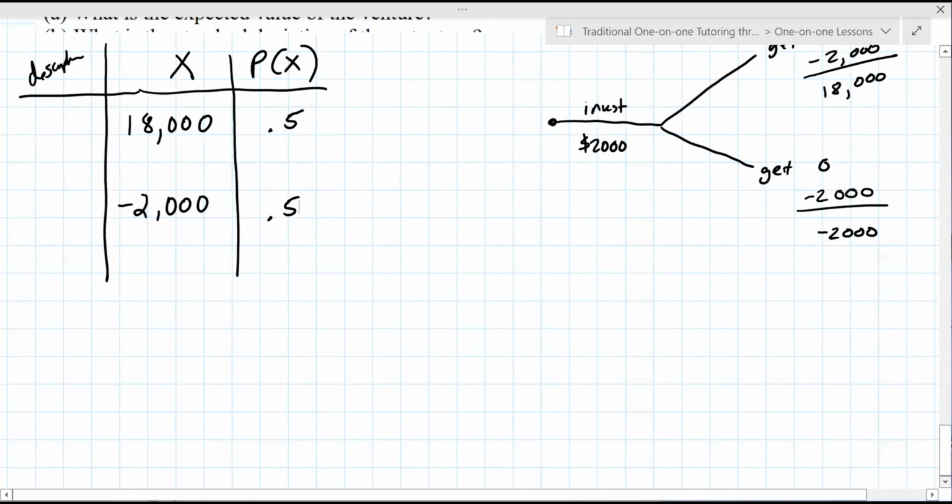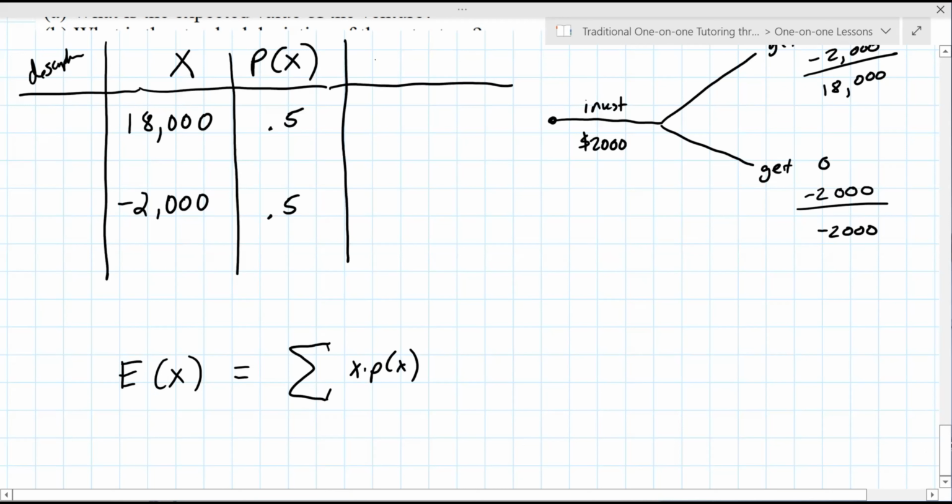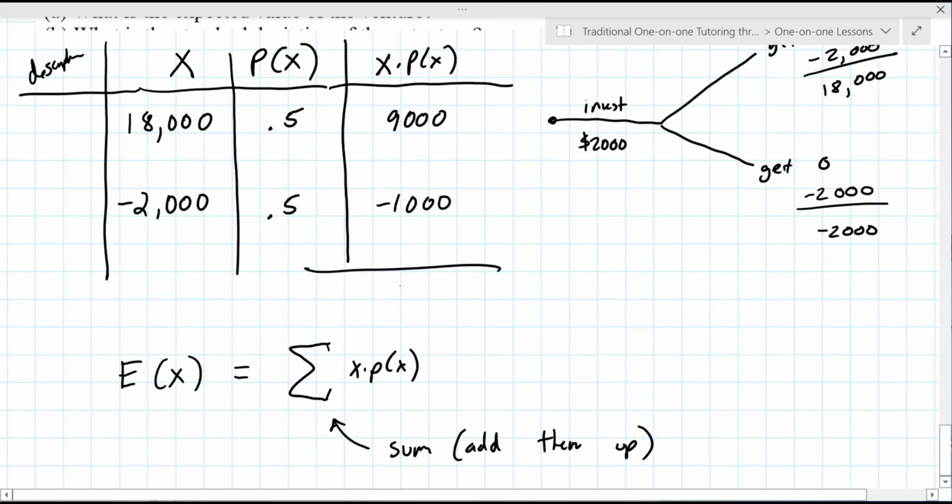Now, I'm going to write a formula here. In terms of how to find expected value, the formula is the summation, which we're not going to do, but I'm just going to write it this way: the summation of x times p of x. And generally you just want to do this in your table here. You multiply x times p of x. So 18,000 times 0.5 is 9,000. Minus 2,000 times 0.5 is minus 1,000. And then this sigma right here just means sum, to add them up. So in this case, you would add them up and you get 8,000.